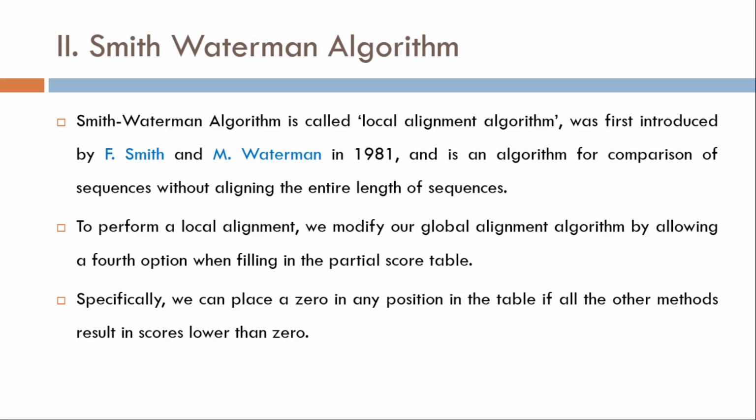This particular algorithm was introduced by F. Smith and M. Waterman in 1981, and is an algorithm for comparison of sequences without aligning the entire length of the sequence. The partial sequence you can align. Say, for example, you have newly isolated and identified a gene, and you want to know what may be the function of this particular gene.